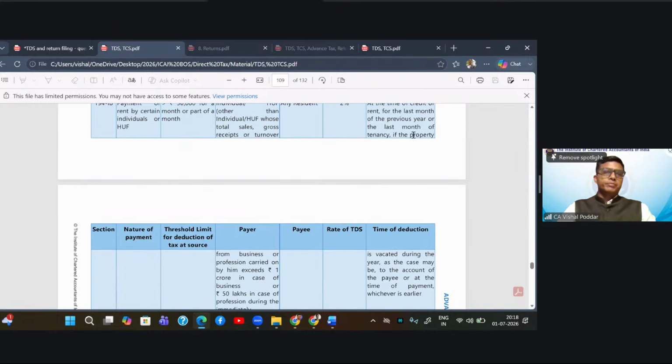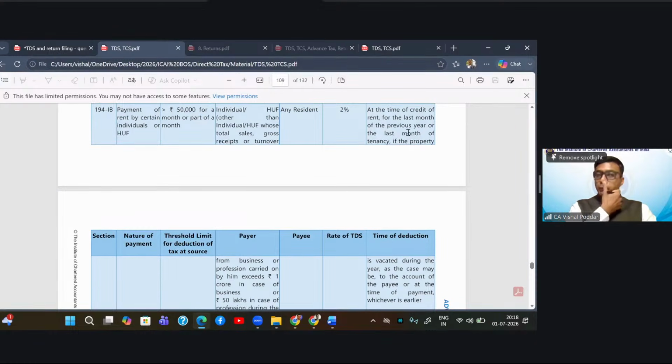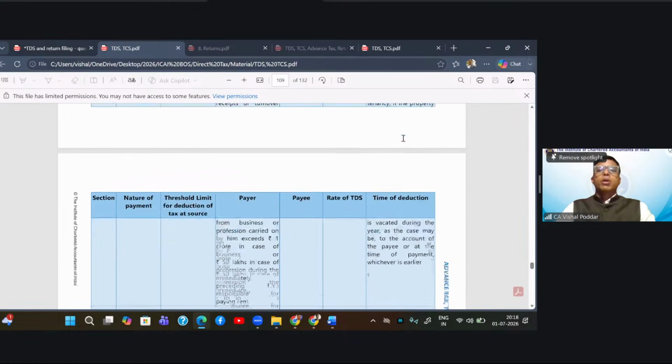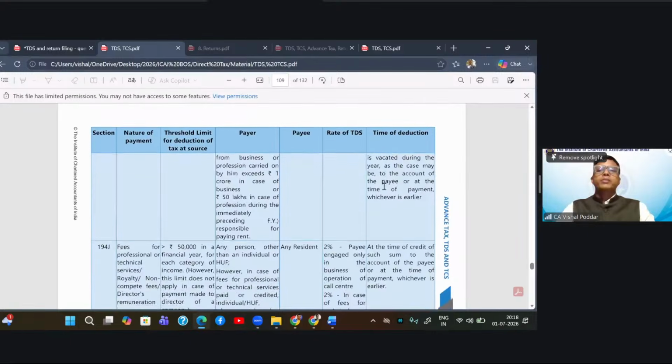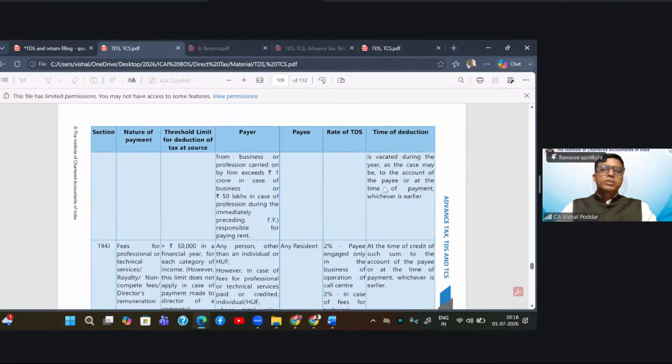More important point. This part is very important. When is this TDS required to be deducted? At the time of credit of the rent for the last month of the previous year, or the last month of tenancy if it is vacated during the year. So this was highlighted by Garva earlier also: whenever this TDS is to be deducted, it will not be deducted month on month. It will be deducted only in the last month of the previous year, or if you are vacating the house before the end of the previous year, then in the last month in which you are vacating the house.